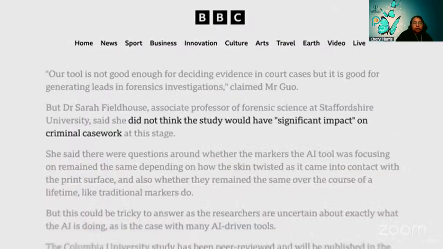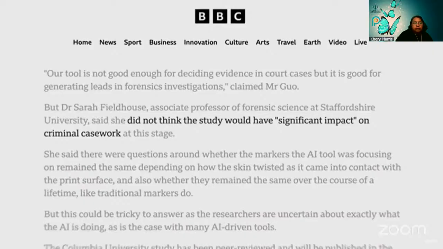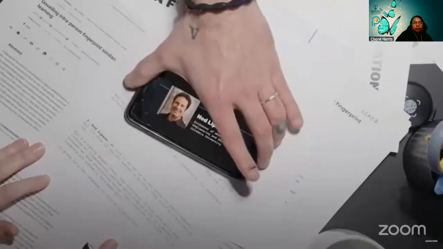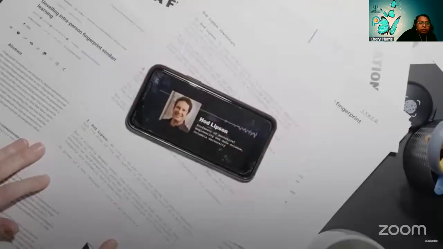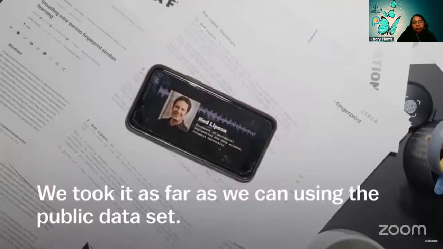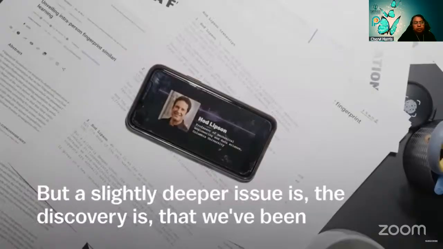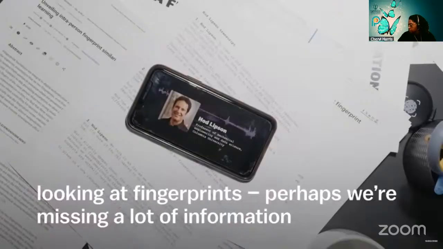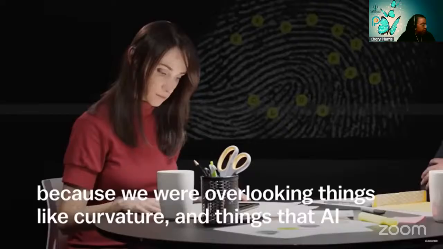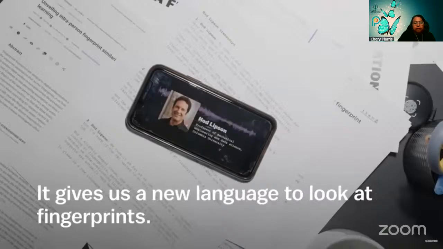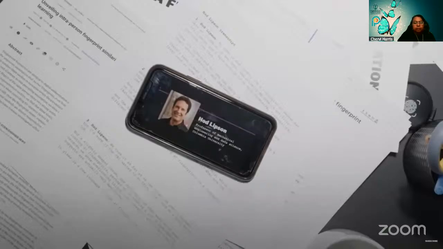There's been some pushback from experts in the field of forensics about the study, who say the paper alone won't change the way we interpret fingerprints. And the authors themselves acknowledge that there's more research that needs to be done. We took it as far as we can using the public data sets, but I'm sure if the FBI wanted to do this, they could do a much better job. But a slightly deeper issue is that we've been looking at fingerprints one way. Perhaps we're missing a lot of information because we were overlooking things like curvature and things that AI suggests are actually very meaningful. It gives us a new language to look at fingerprints.